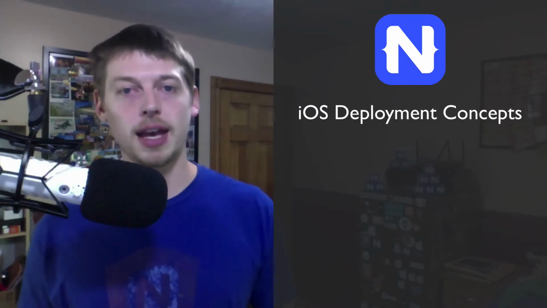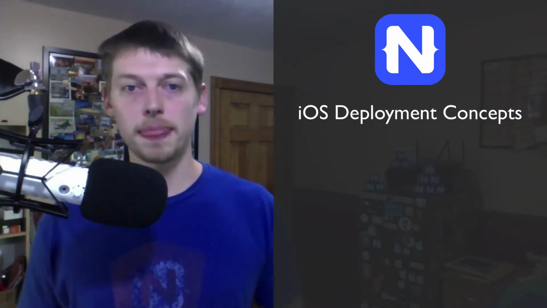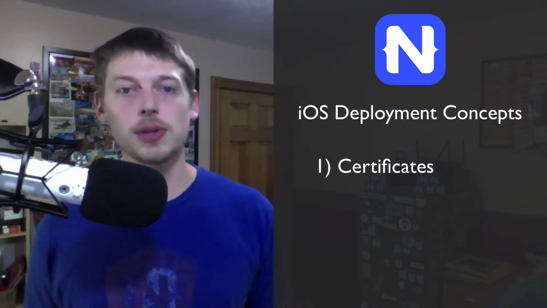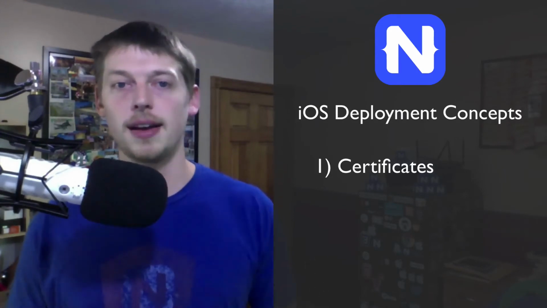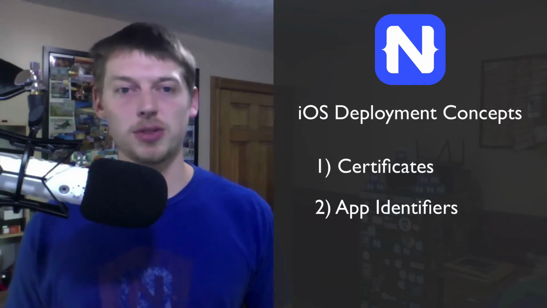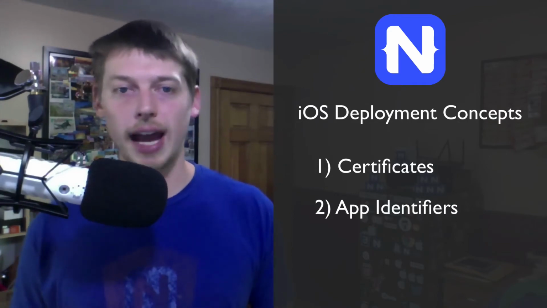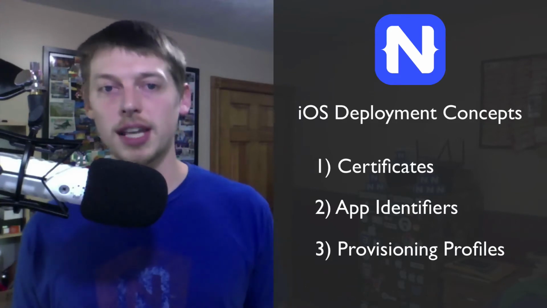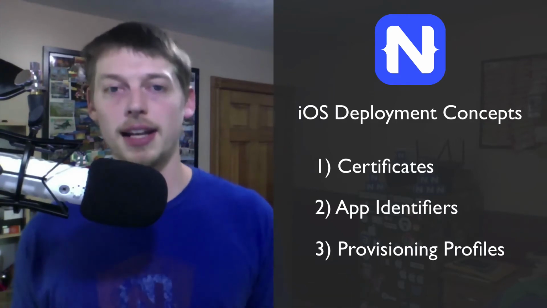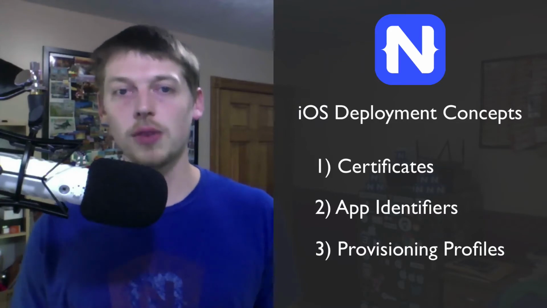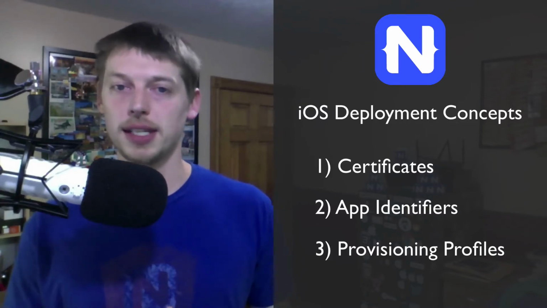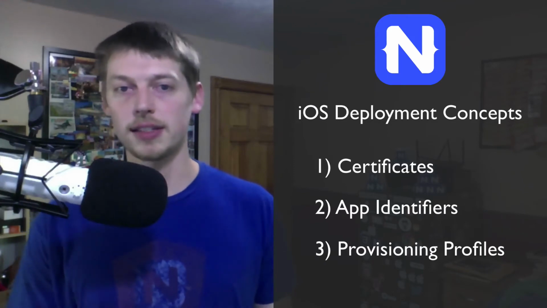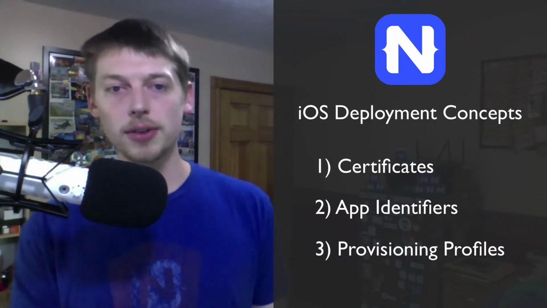There are three big concepts you need to learn. The first is certificates, which identify you either as an individual or as your company. The second is app identifiers, which are just unique strings to identify your apps. And the third is provisioning profiles, which just associate the certificates and the app identifiers. In this video, we'll tackle each of these three concepts in turn and look at how you can deploy your apps to iOS devices using these concepts. Let's go ahead and get started.